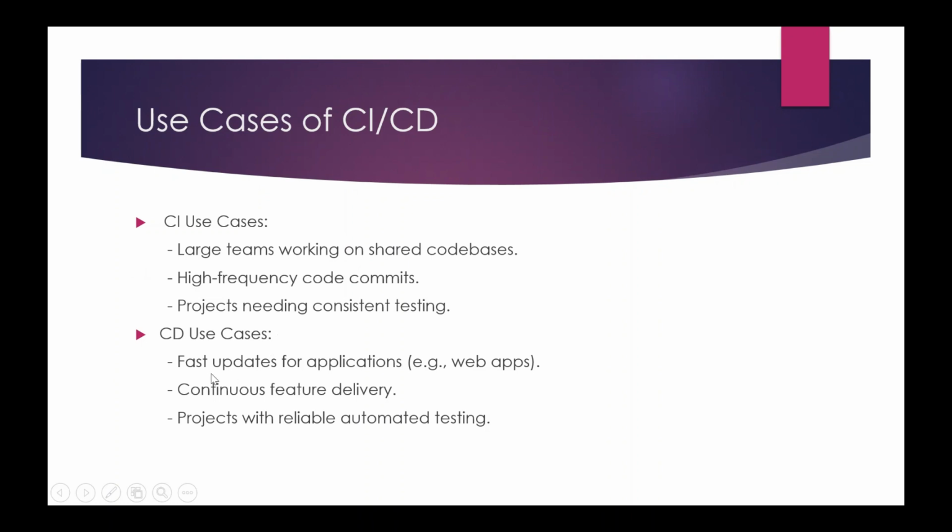These are CD use cases: fast updates for applications like web apps, and continuous feature delivery. If you want to deliver your features quickly, you can use CD. Projects with reliable automated testing. If you have implemented automation testing, you can of course go for the CD part, so that whenever your application is deployed, you will be able to run the automation test cases as well for your application in the same pipeline.